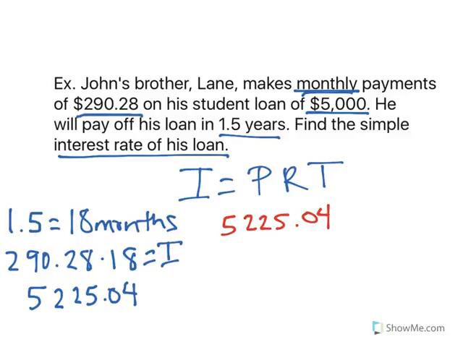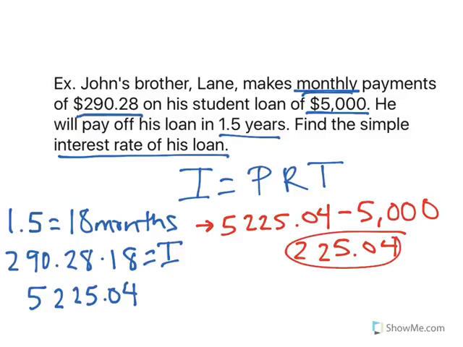Now, to just figure out the interest, because this is that total amount with our interest, we have to subtract the original $5,000 from it to get $225.04. So that's going to be our I. So we're going to type in $225.04, and that's going to equal our P.